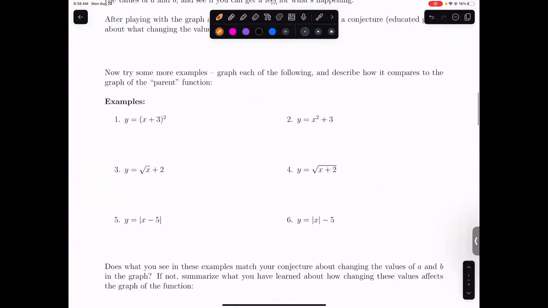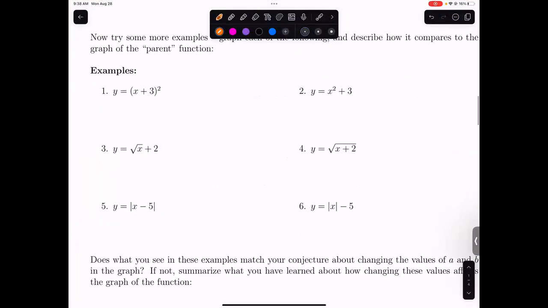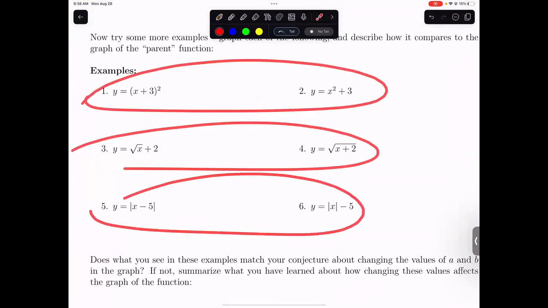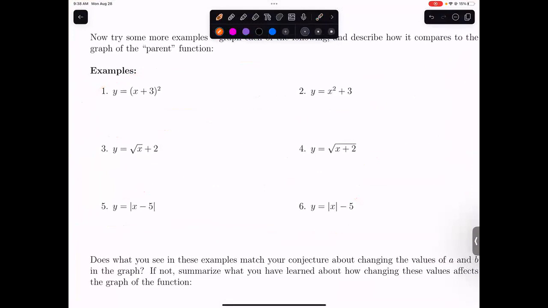So here are 6 examples. They're paired up by function type: 1 and 2, 3 and 4, 5 and 6 are the same type of function. So how is this one? Well, first of all, what kind of function is that? Square. And what does a square function look like? Something like that. And what's different about this one?